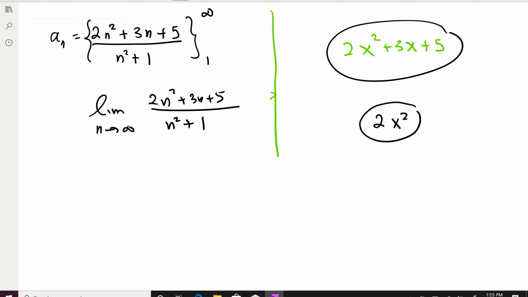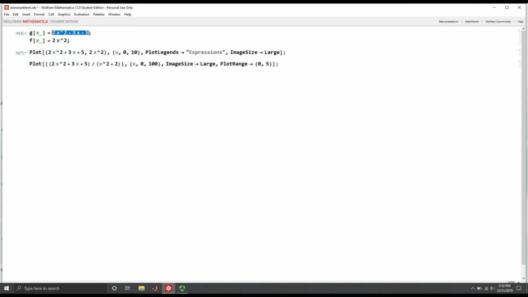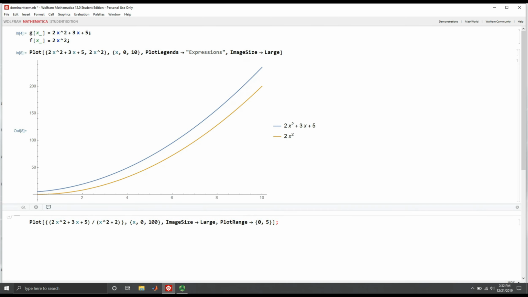If you don't believe me, let's look at some pictures. Alright, so as I said, let's use Mathematica to see what's going on with this dominating term idea. Right, so in Mathematica, I have this function 2x square plus 3x plus 5, which is the polynomial that we have been talking about. And I claimed its dominating term is 2x square. Let's try to plot these two functions simultaneously. Okay, so I'm going to plot it. Now, the blue color curve is 2x square plus 3x plus 5. The yellow, orange type of curve is 2x square.